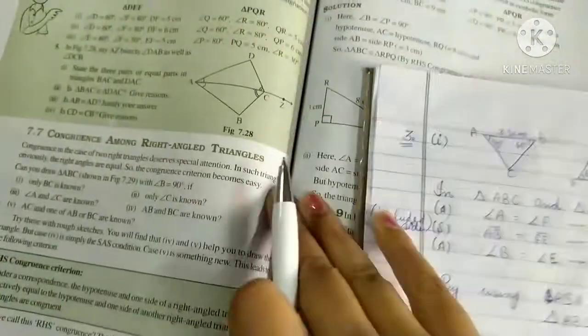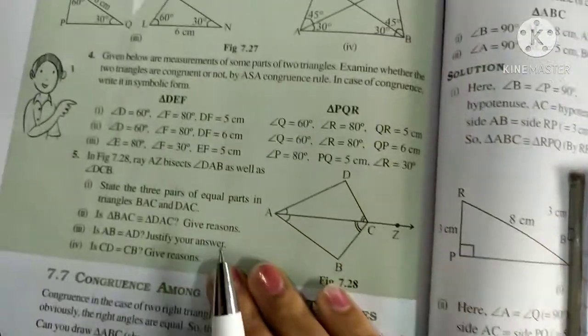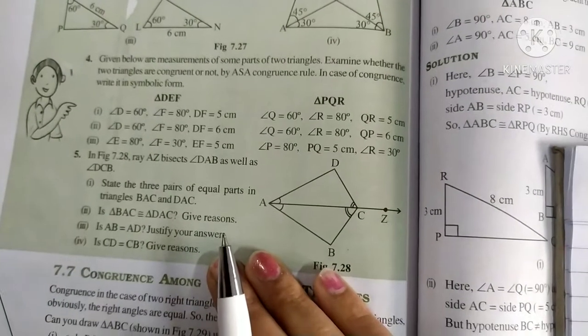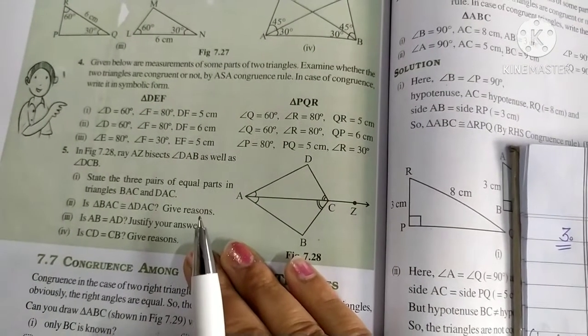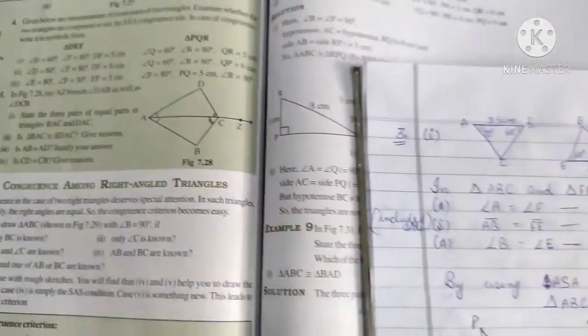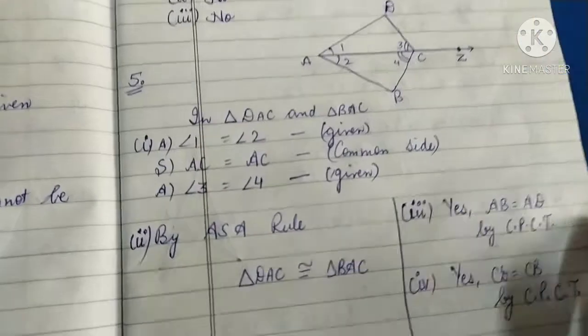Now from the fourth part, you need to tell from the given things whether you can apply the ASA rule or not. You see it yourself. I'm not going to explain whether you can apply it or not. I've written the answers, but you can do it yourself and then see.